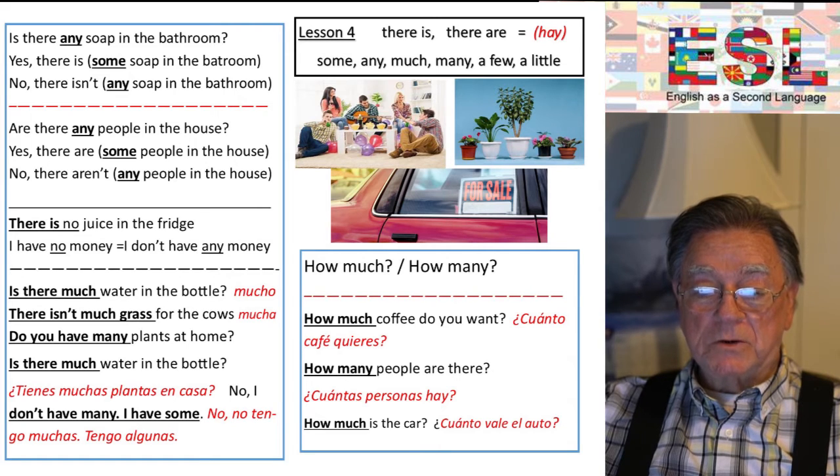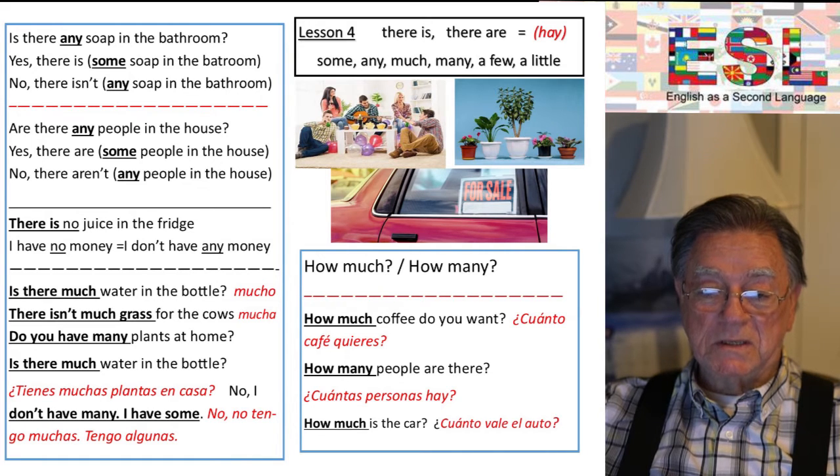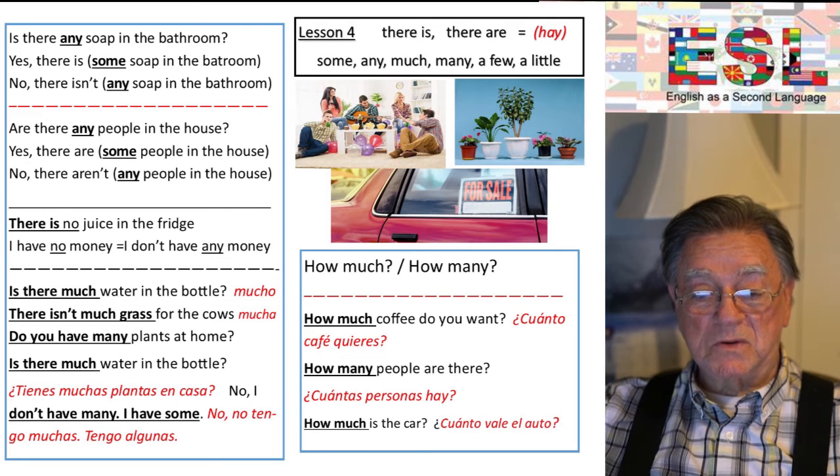Okay, and then, is there much water in the bottle? In Spanish we say mucho. Hay mucho agua en la botella. Is there much water in the bottle? Maybe we have a great big bottle and it's full of water usually.